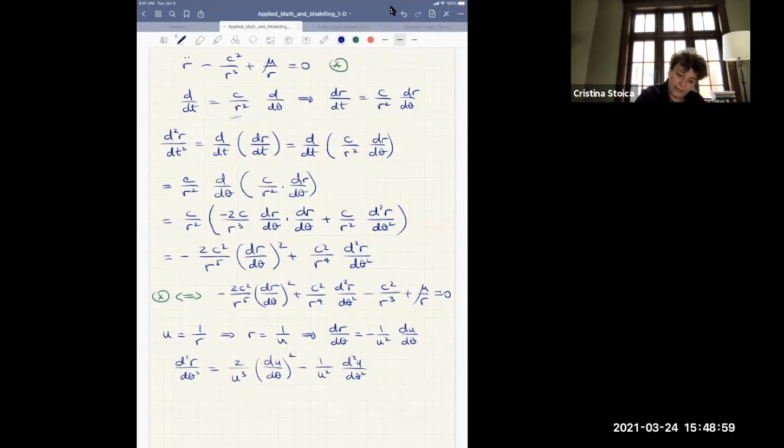And now we substitute. Wherever I see this one, I'm going to put this one. And wherever I see this one, I'm going to put all this one. You do the job and the miracle happens. I guarantee it's correct because I did it last night. So you end up with an equation in u that looks like this, which is lovely. This is called the Binet equation.